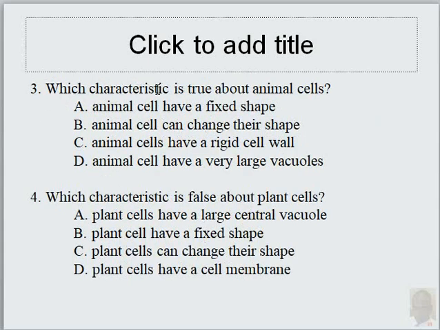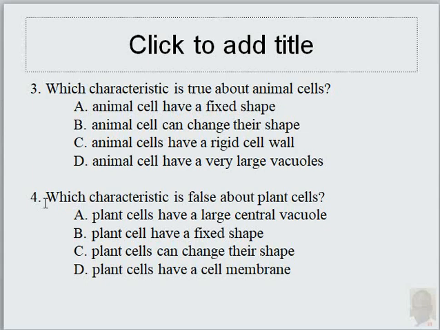Question 3 says which characteristic is true about animal cells. Animal cells have a fixed shape? No. Animal cells can change their shape. That's true. Right? Animal cells have a rigid cell wall? No. Animal cells have very large vacuoles? No. So the answer is B. Animal cells can change their shape depending on what function they serve.